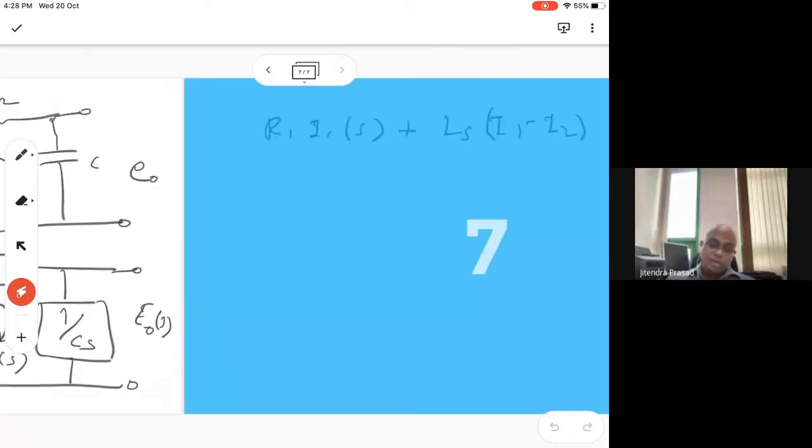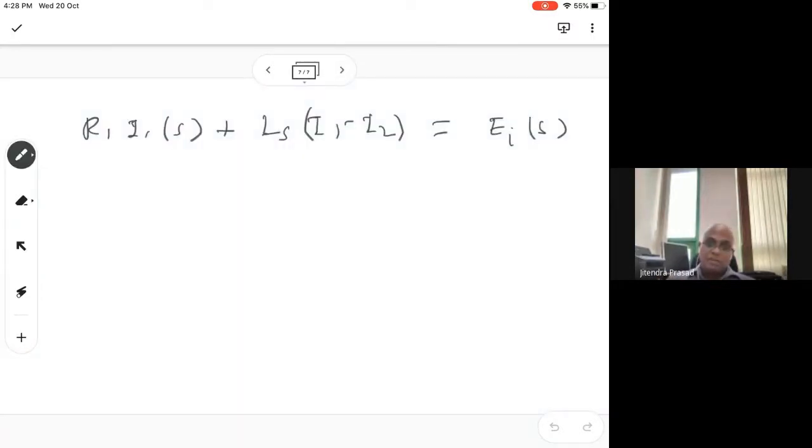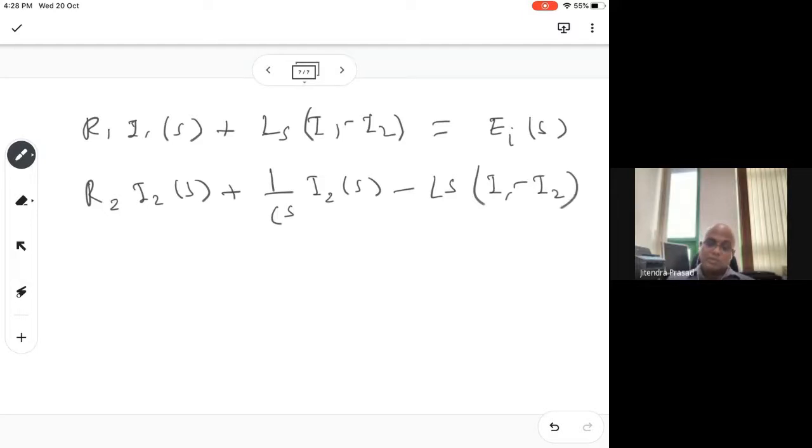So we can write the second equation, which will be R2 I2, then I2 over CS, and then minus LS multiplied by (I1 minus I2), and has to be equal to 0. So we have two equations, and then we have to solve it to find out the answer.